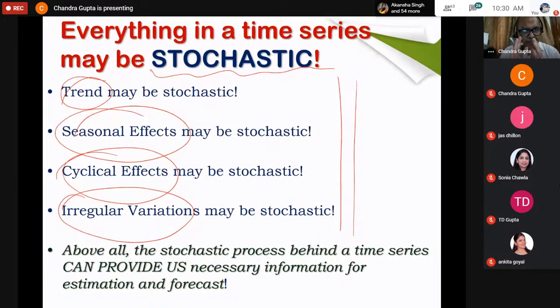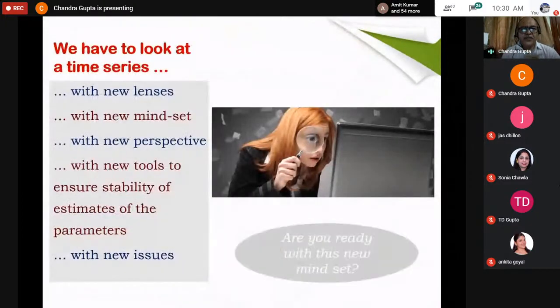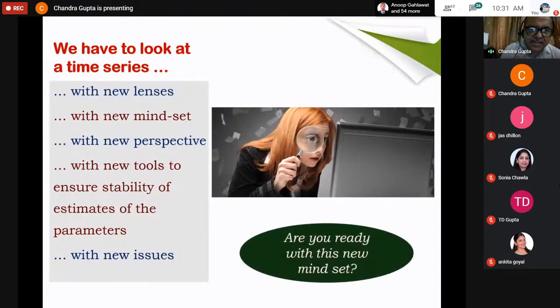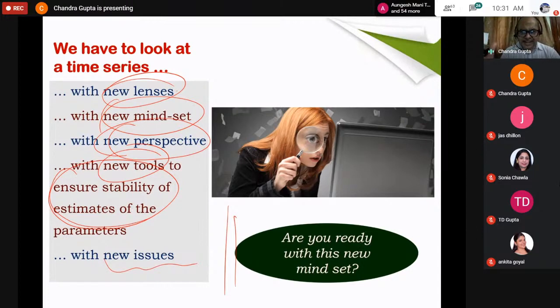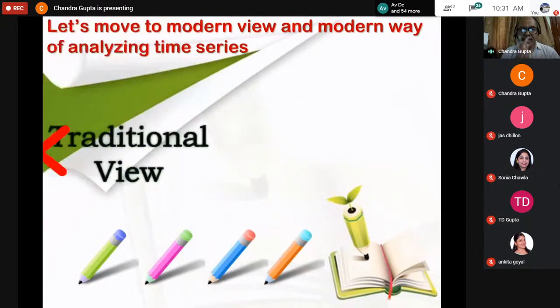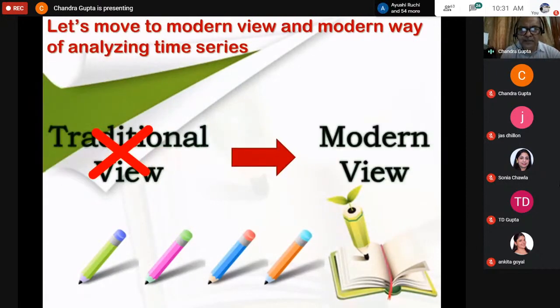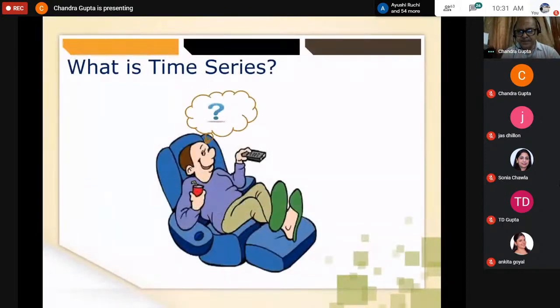Okay, and therefore we must change our mindset. We must change our perspective of looking at time series from a different angle altogether. So we have to look at a time series with new lenses, new mindset, new perspective, new tools to ensure stability of estimates of our parameters, and new issues. I hope you are ready with this mindset as you proceed further. Okay. Now let's move from the traditional way to the modern way of looking at time series.